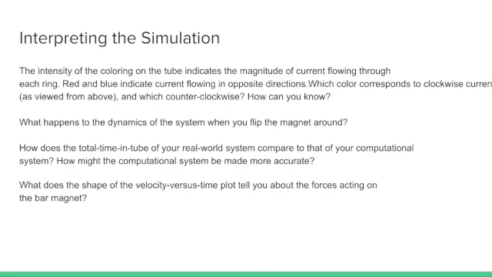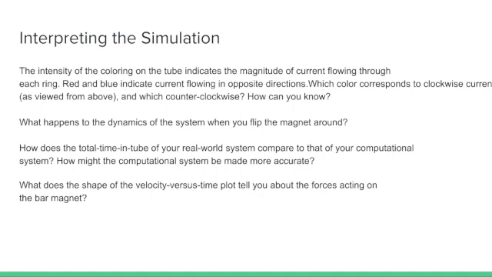And how does the total time in tube of the real-world system compare to that of the computational system? And how might this computational system be made more accurate? Well, the computational system was 1.432 seconds, and the actual measured time was 1.36 seconds over 5 trials. So this is pretty close, and this is probably just due to air resistance, and the model on the computer could be more accurate with more rings.